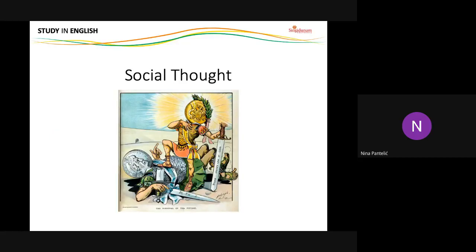Social thought, classical liberalism, really. There was something called social Darwinism, which was basically the idea that would justify the division of the wealthy and the not wealthy. So basically, survival of the fittest, which goes a little hand in hand with what we mentioned previously with laissez-faire economy.